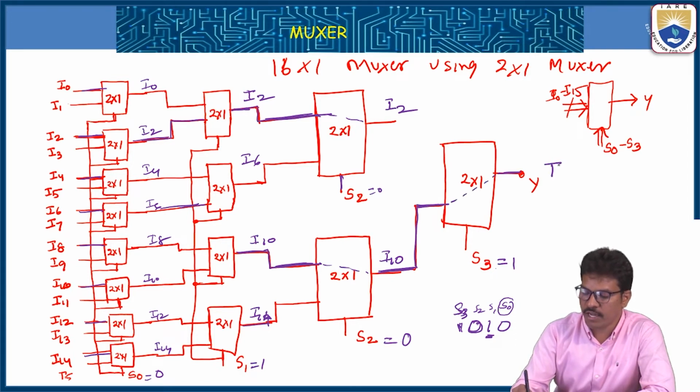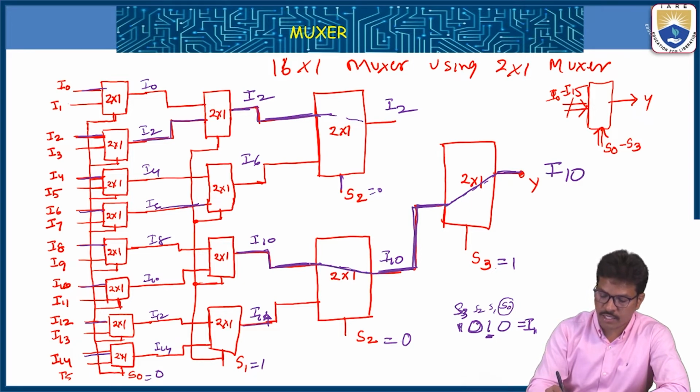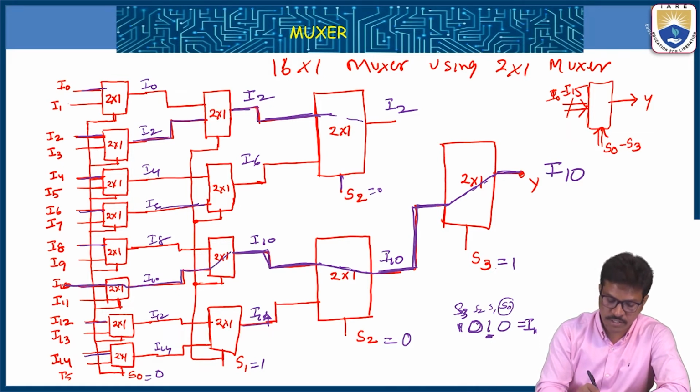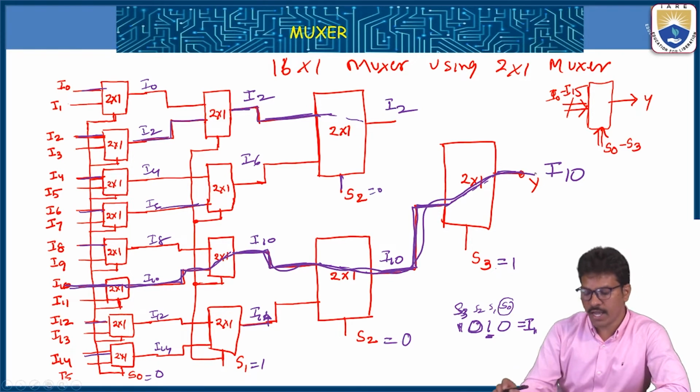So you get finally I10. Which is equal to 1010, means among 16 inputs, I10 is selected. So the output will get I10 only. The actual path for this one is, this I10 passing through different stages of muxes. You will get the I10.